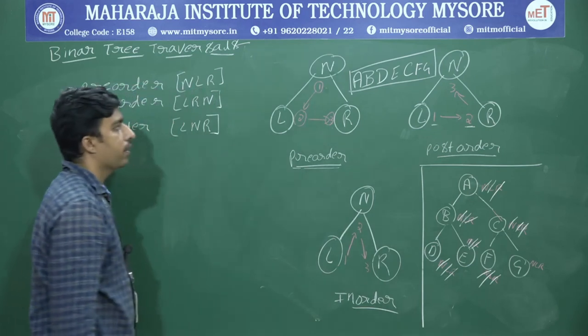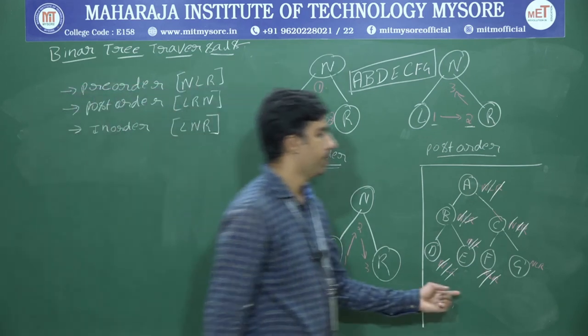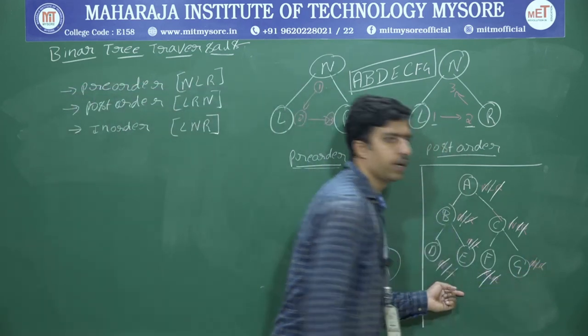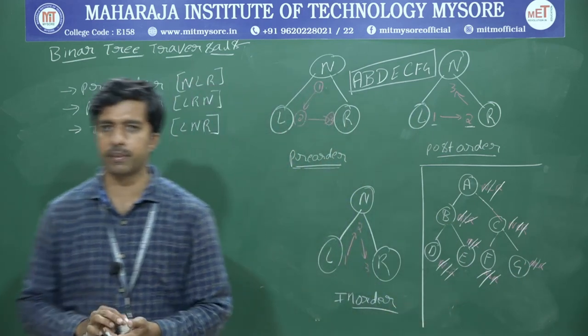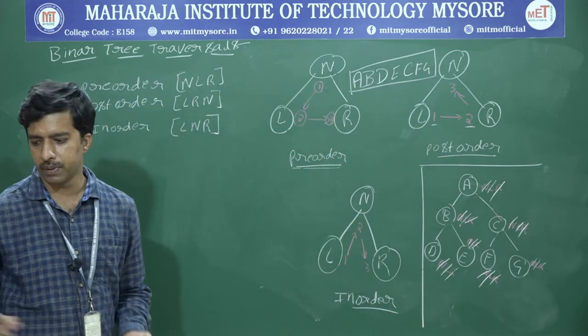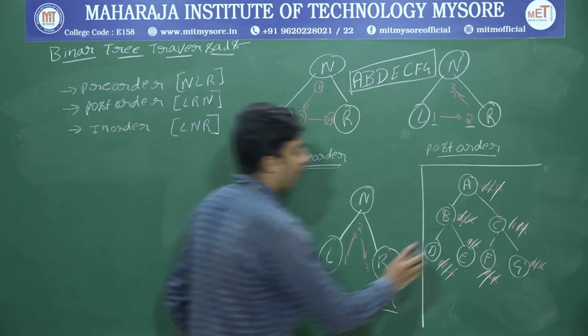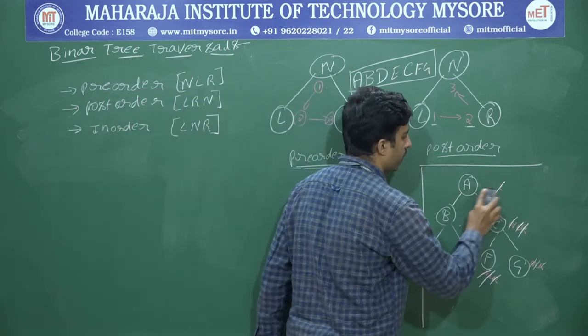Okay, this is the pre-order traversing of the tree. Pre-order traversing of this tree. Okay, this is one of the easiest methods. See, I want to tell how to traverse in the post order.